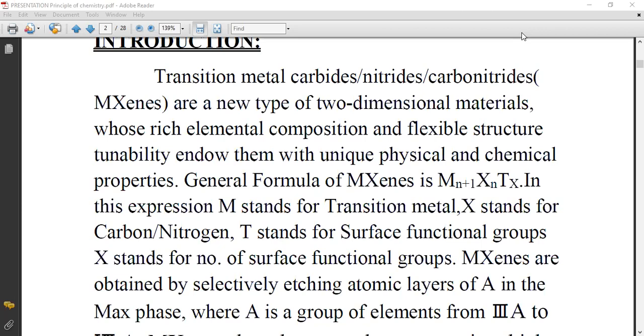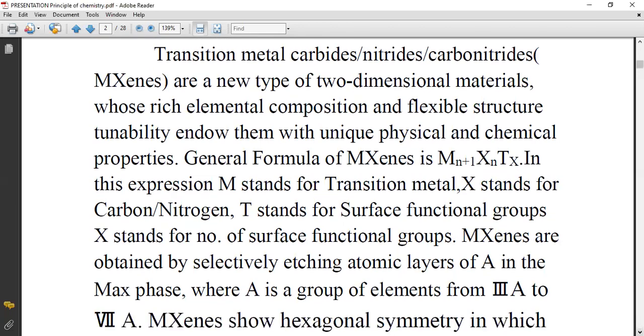Today, my topic of presentation is MXene. Let's look into the introduction of the topic. Transition metal carbide, nitride, or carbonitride are a new type of two-dimensional materials whose rich elemental composition and flexible structure tunability endow them with unique physical and chemical properties.